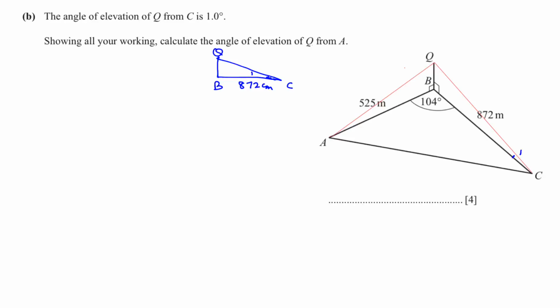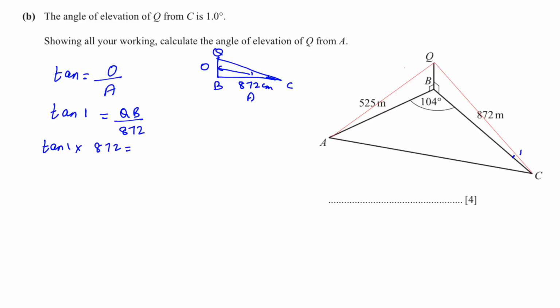This is the angle, so you want to find the opposite. Adjacent has been given to you. Opposite you need to find, adjacent has been given to you. Therefore, we are going to use tan. Tan 1 is equal to the opposite, which is QB, over adjacent, which is BC, 872. Cross multiply, tan 1 multiplied by 872 will give us 15.22.